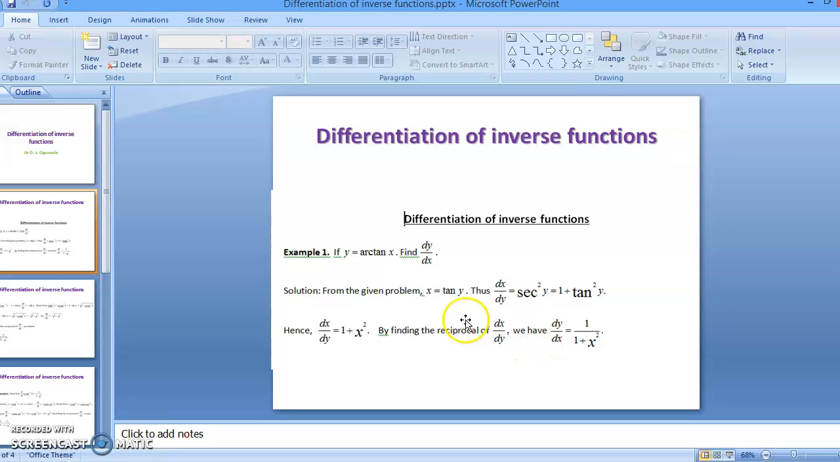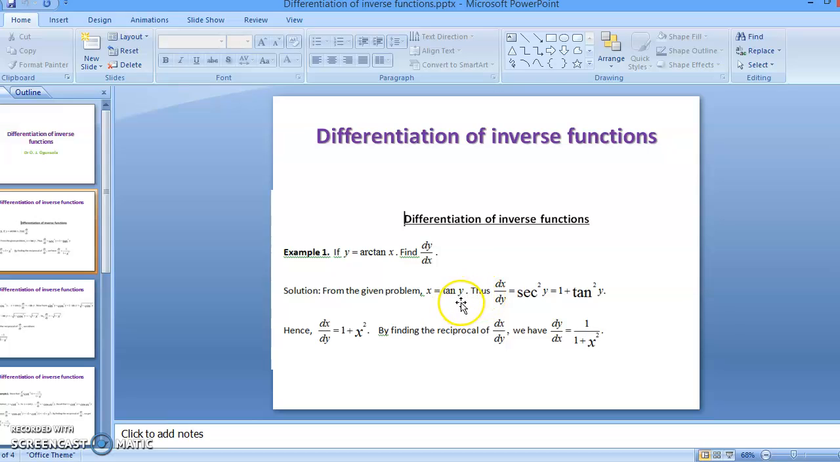Now, in example 1, if y is equal to arc tan x, we have to find dy/dx. Arc tan x is an inverse function. So, from the given problem, by multiplying out, we're going to have x equals tan y. Now we differentiate x with respect to y. This will give you dx/dy is equal to sec square y.